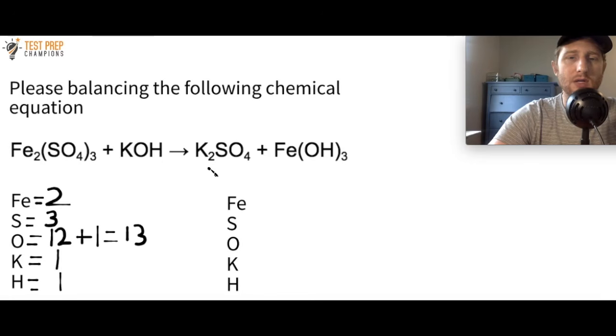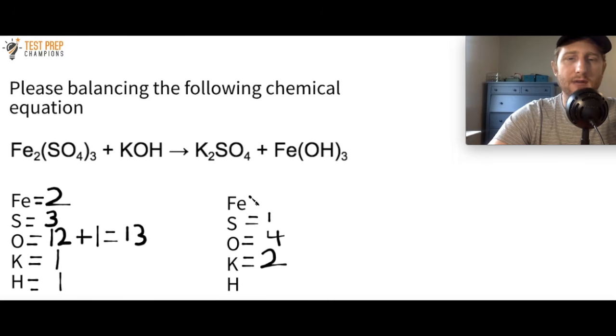K2SO4. So how many K's do I have? Well, I've got 2 K's on my right-hand side. So I'm going to start off by putting a 2 right here. Now I've got 1 S over here, and I've got 4 oxygens to start off with, so I'll put a 4 right here. Now I come over here to my FeOH3.